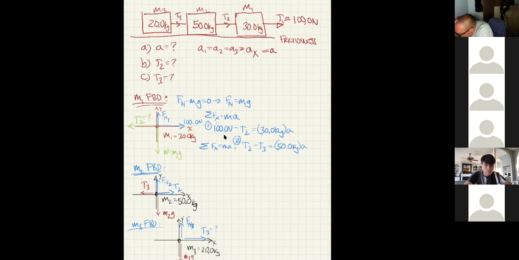Okay, so the summation of forces in the x direction equals mass times acceleration, again in the x direction, but we don't have to show that because that's the only acceleration we're dealing with. That gives me, in this case, T3, that's the only force, is equal to 20.0 kilograms times A, and that's going to be equation 3.